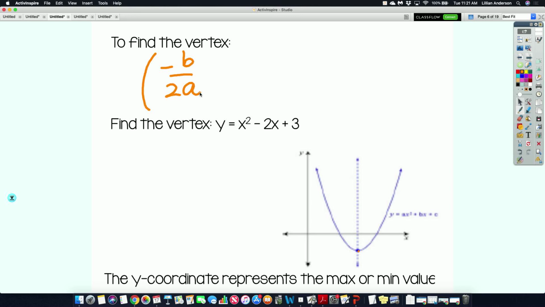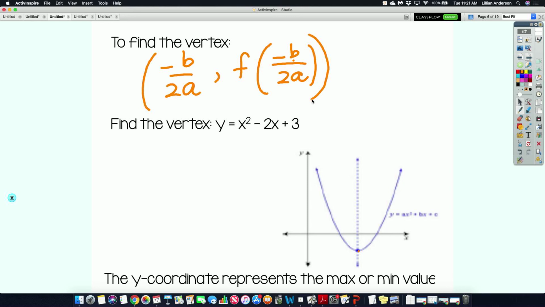Once we find that x-coordinate, to find the y-coordinate, we take that number and plug it back into the original function. So that f represents the function, and the negative b over 2a is that number. You plug that back in and you solve. Okay?